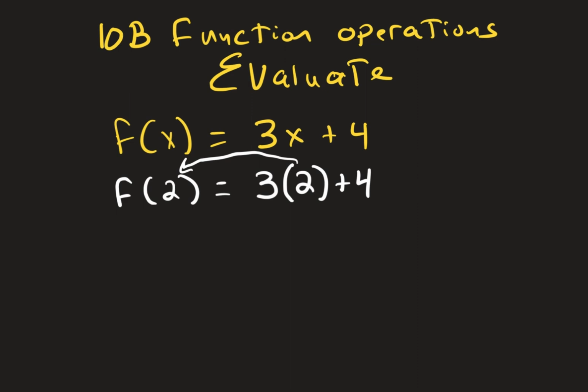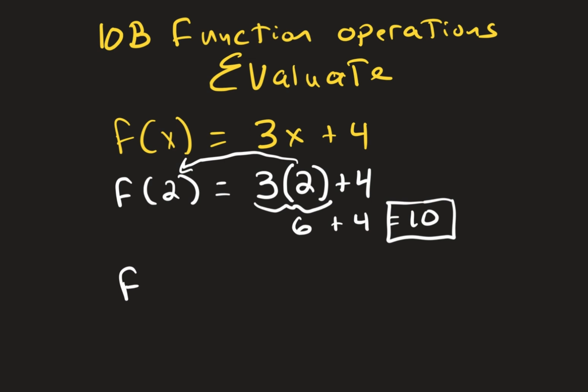Now we follow order of operations and we solve. 3 times 2 is 6. 6 plus 4 is 10. So f of 2 is equal to 10. That's my solution. And we could graph that and we could do other things with that if we wanted to, but we don't want to.